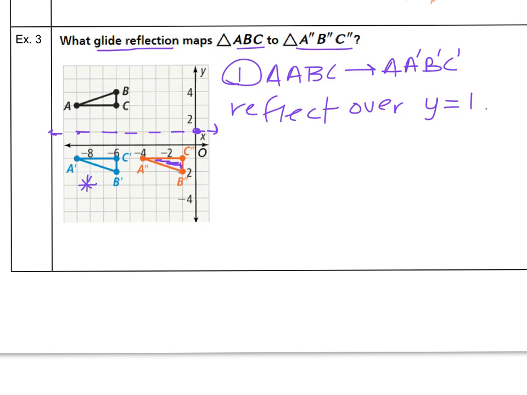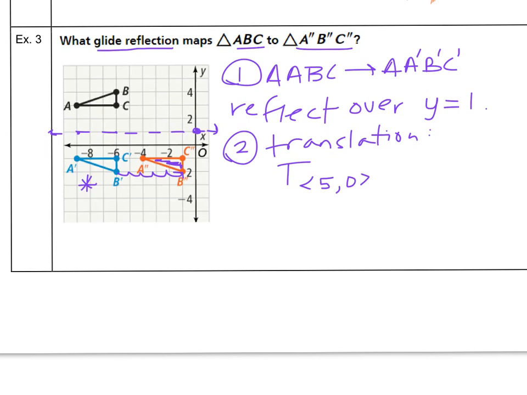Now, from the blue to that orangey red color, that's a slide. You see how it kind of glides from left to right? We just need to figure out how far. So if I count from B prime to B double prime, we're going to go 1, 2, 3, 4, 5 units to the right. So that would be a translation or a glide. Capital T, we went 5 to the right. But notice it doesn't go up or down at all. So then 0 would be the y value change because it doesn't move up or down.